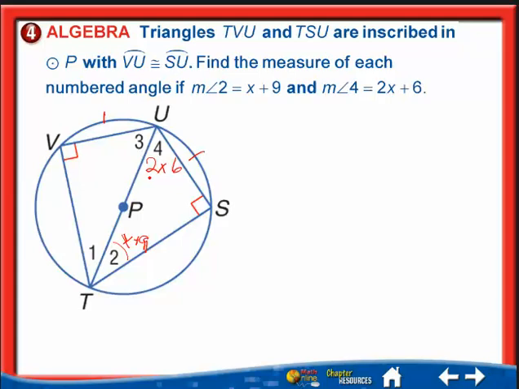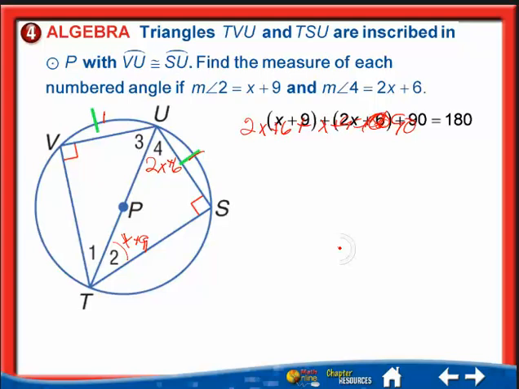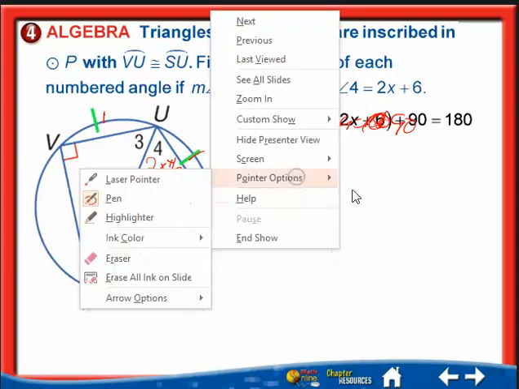Okay, so what do I know about angle 2 and angle 4? Well, they are the acute angles of a right triangle. So that means they have to add up to 90 degrees. So 2x plus 6 plus x plus 9 has to equal, whoops, 90 degrees. My bad. Okay, so there's our acute. I need to just quit writing and do my computerized version.